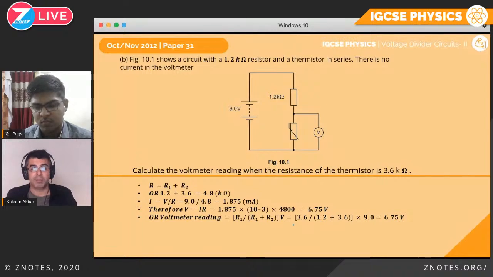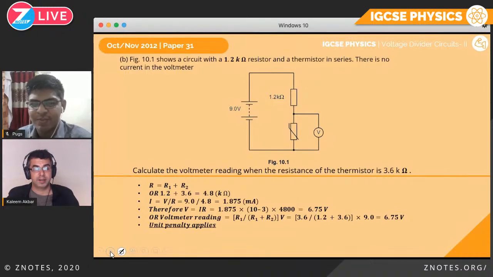This is math. Because the 3.6 is kiloohms and the 1.2 is kiloohms, you can ignore the 1,000, all right? Because all you're doing is taking out the factor of 1,000. So you could write 3,600 over 4,800, or you can just do 3.6 over 4.8 times 9. I promise you guys, the answer will be the same. It'll be 6.75. Okay? No units, drop a mark.